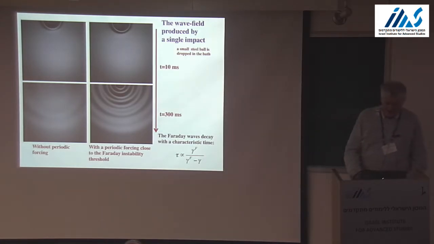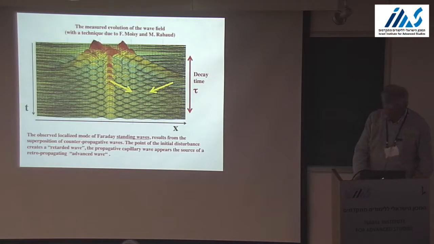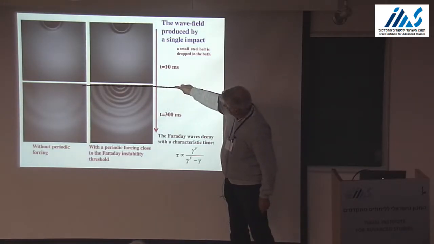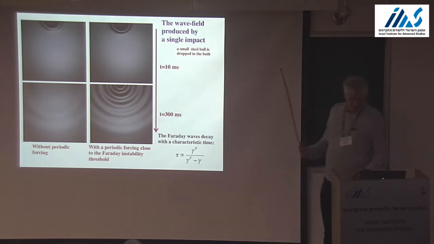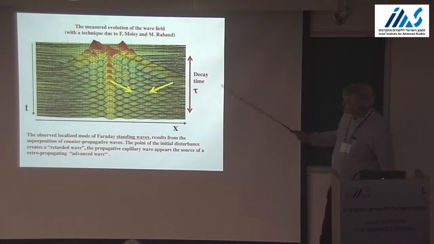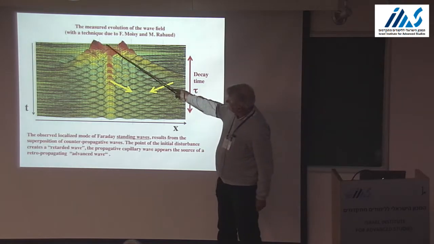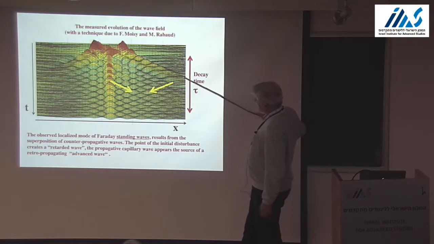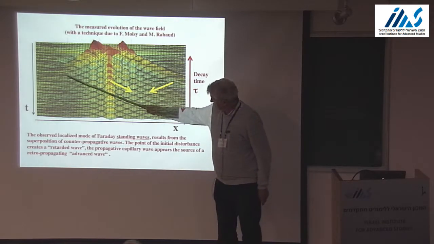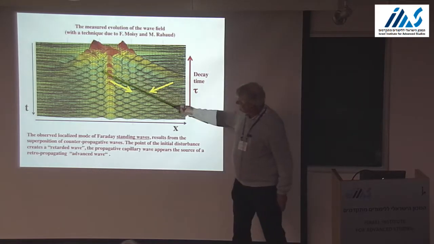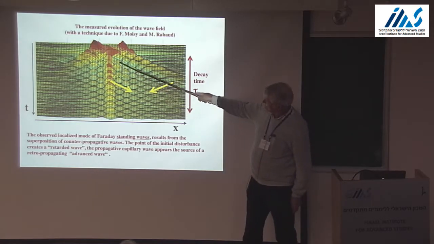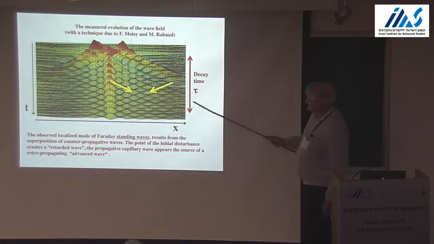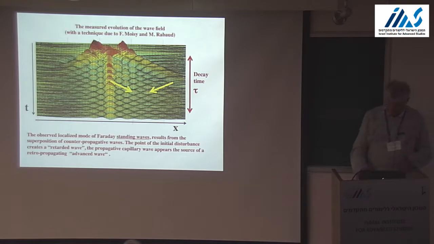So these standing waves are Faraday waves, and by looking at the evolution of a cut in this direction, the time evolution, you can find a spatial-temporal analysis of the wave. This is the point of impact. Time goes on downward. This is the wave that is propagating away from the point of impact. And you see here a pattern of standing waves that decay away slowly on a typical time scale tau.